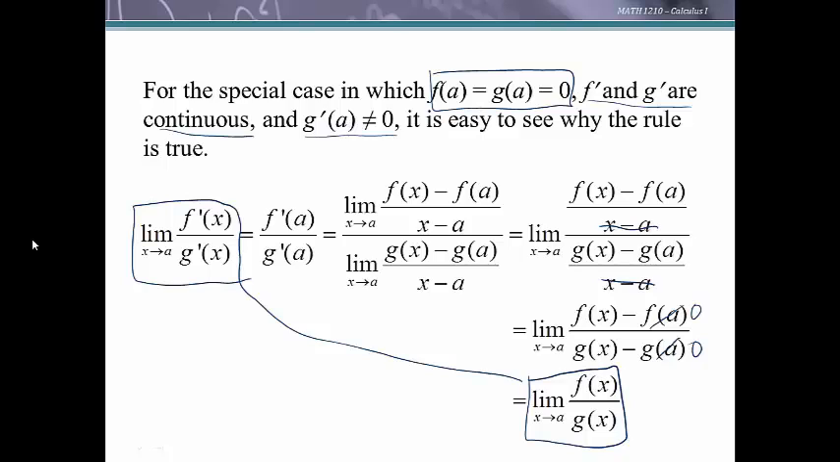Let's see how we use the rule. Here were our four limits, and we first verified that they are indeterminate. We saw that this one was indeterminate 0 over 0. So we're going to apply L'Hopital's rule, and just some notation. You don't have to do this, but it's common to put a little H over the equal sign. That lets us know that the reason these are equivalent is because we used L'Hopital's rule.